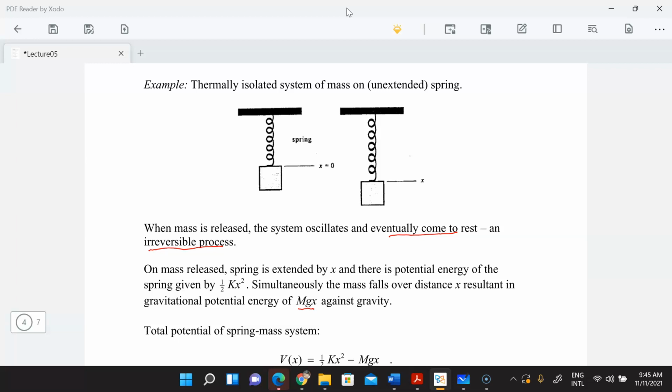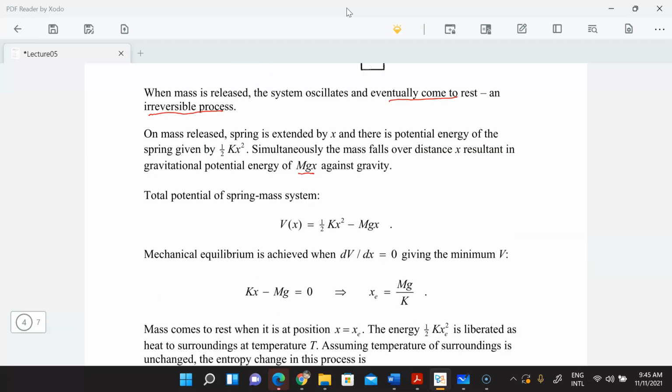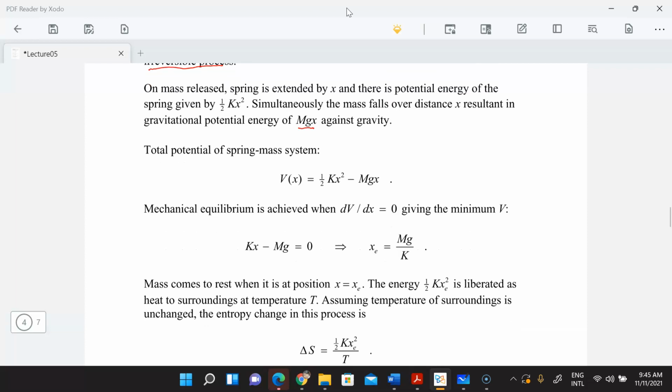So one should be able to calculate the entropy change due to this irreversible process. In other words, over here it will have to come from the potential energy of the system given by the spring and the gravitational pull. You know that it comes to rest when it reaches mechanical equilibrium, and mechanical equilibrium occurs when dV/dx equals 0, giving the minimum V. You can essentially calculate the position of the mass at the equilibrium state, which is given by that.